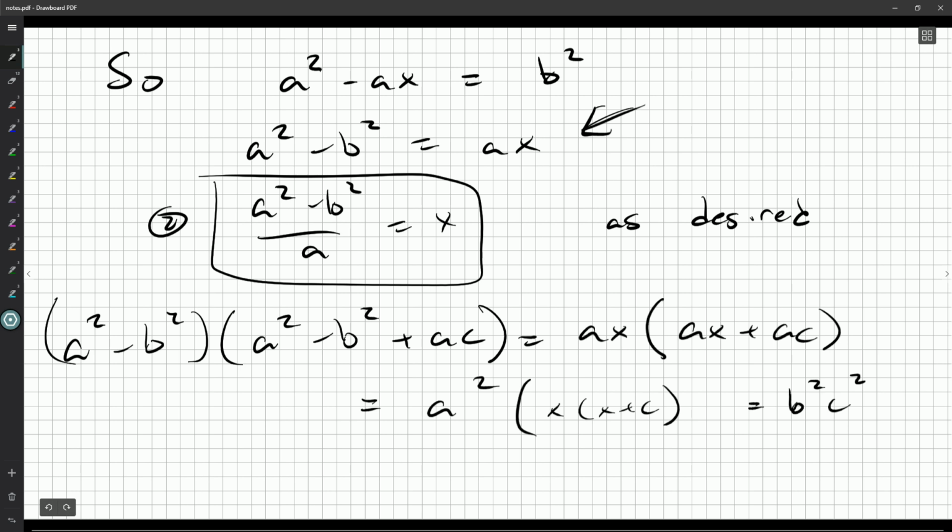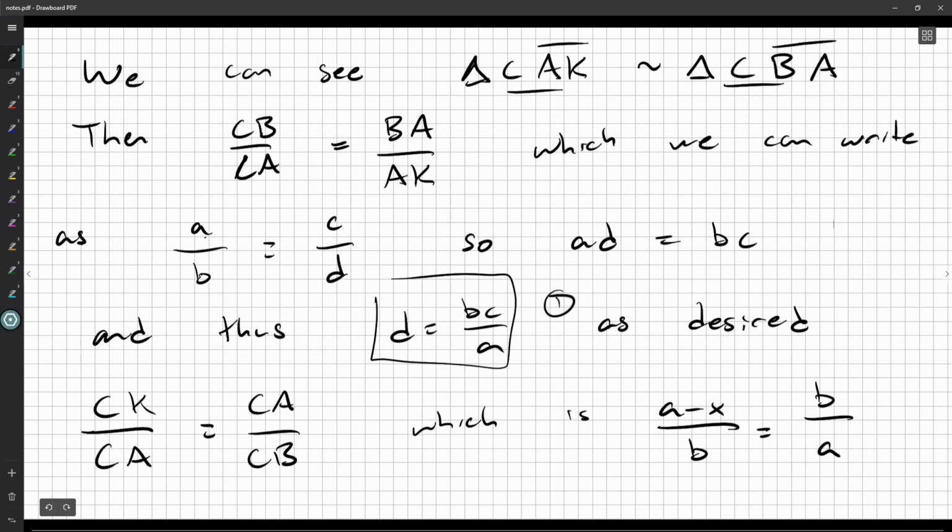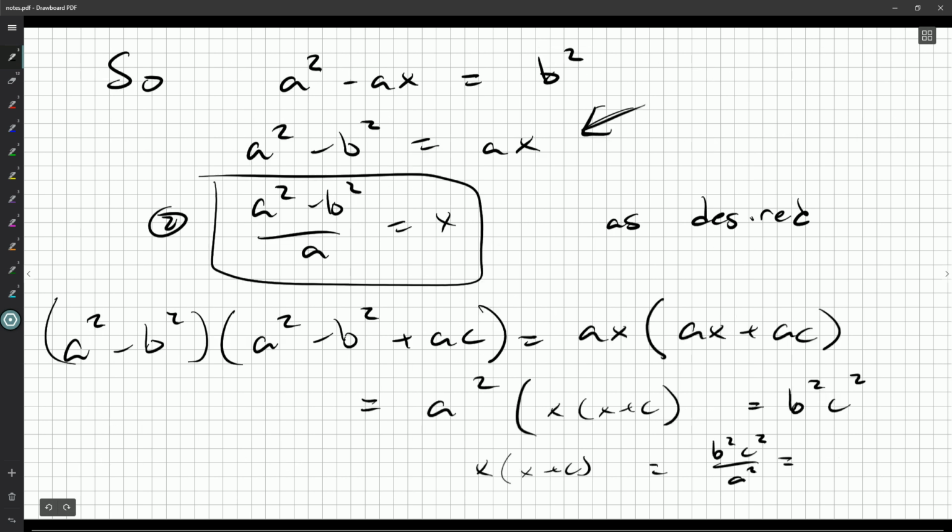And if I divide through by a squared, I'll get x times x plus c is b squared c squared over a squared, but we just showed that that's the same as d. Well, d squared. Right? So just take out the squares from everything, and you'll get d by part a, by my equation 1. So what I need to do is show that x times x plus c is the same as d squared.